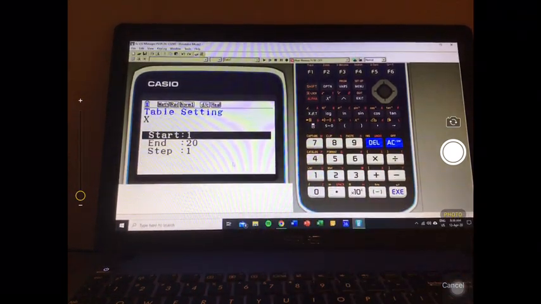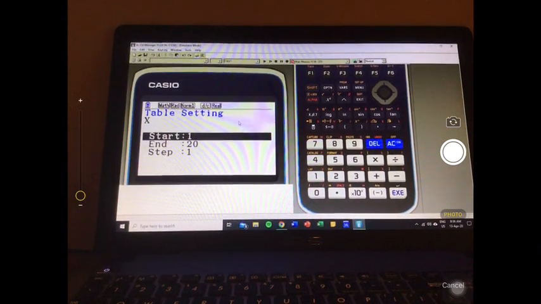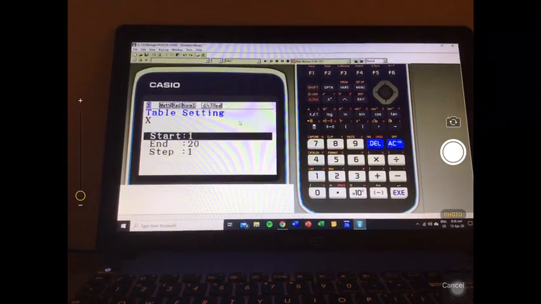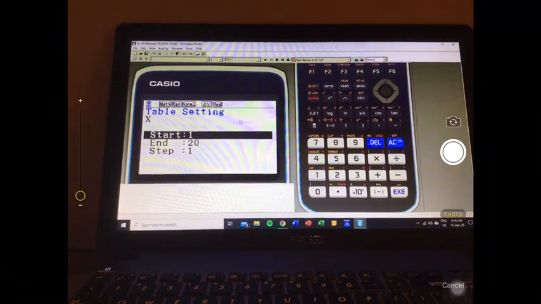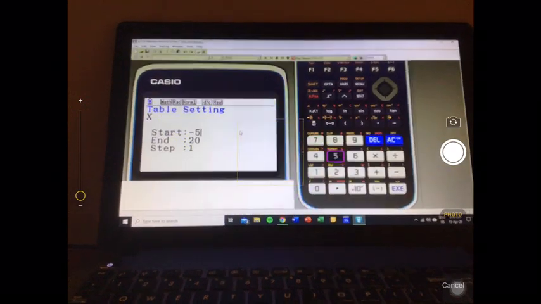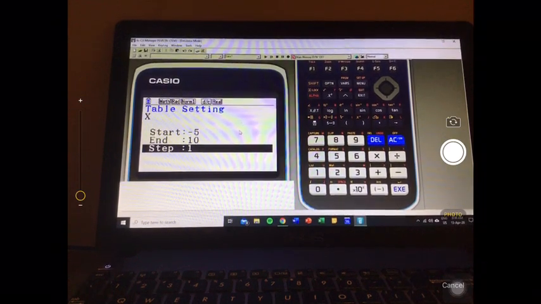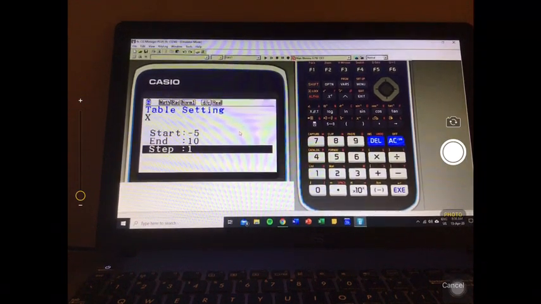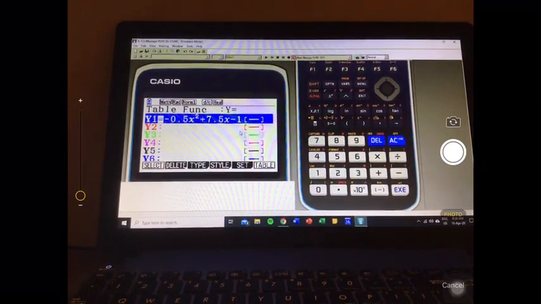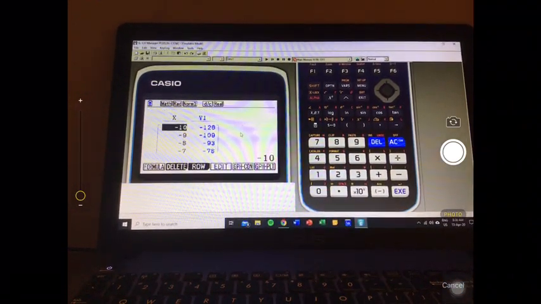And we're going to give this table a range of values of x for us to be able to observe between which values the parabola is going, right? So we can, for example, put negative 5 to, let's say, 10, and step of 1, that's okay. Or maybe from negative 10 to 10 would be better, right? So then you click on table, which is F6.